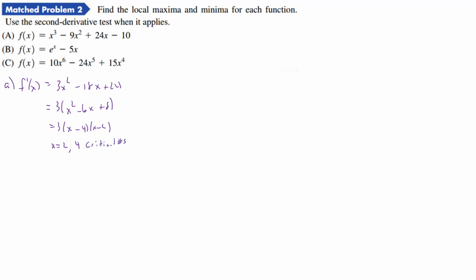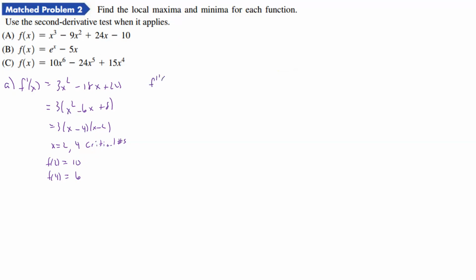And so here, f of 2 is going to be what? We plug in 2 and we actually get out a 10. And if we plug in f of 4, what we get out is a 6. Now, are they both going to be going up? Is one the local max and one the local min, or what are they? So what we have to do is use our second derivative test.